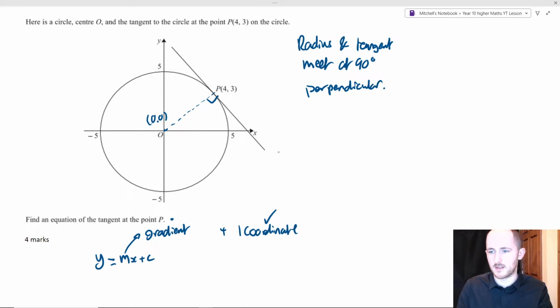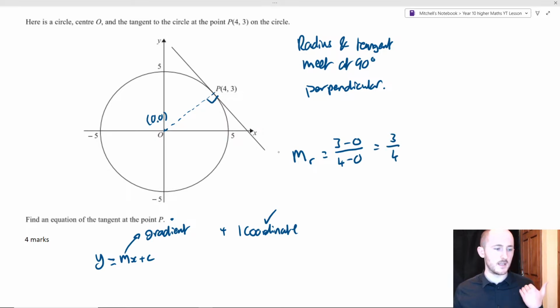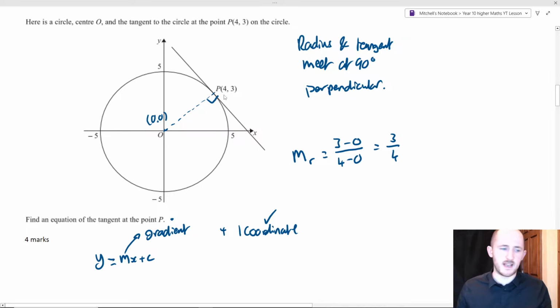So the gradient, I'm going to call it m and then r for radius. Change in y, so it's just 3 minus 0 over 4 minus 0. So in other words, it's 3/4. Now the cool thing with this is that essentially all you need to do, once you've practised it a bit, is you just divide these two numbers here, 3 and 4. Because again, the centre is always at 0.